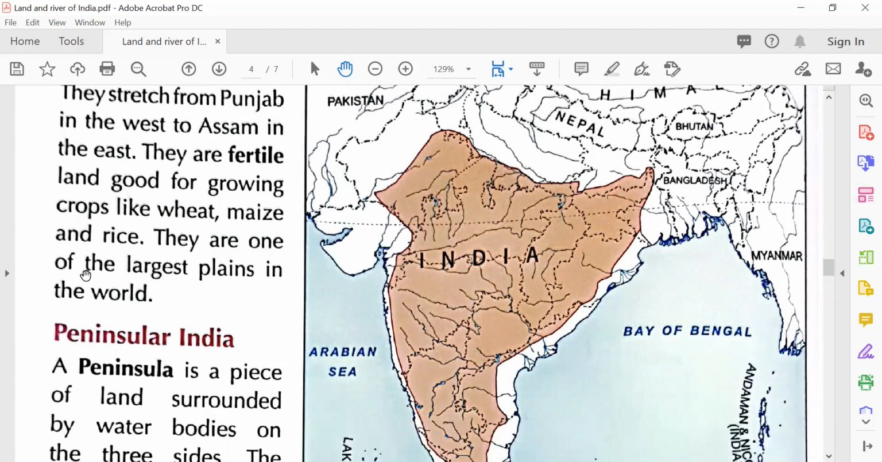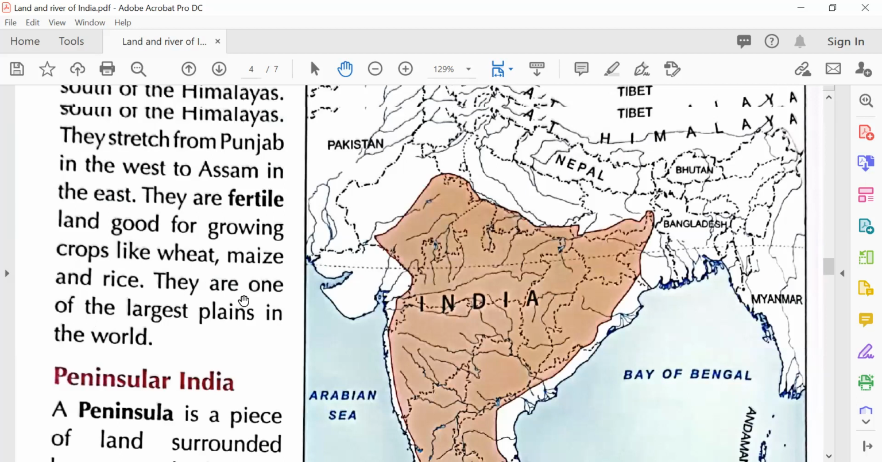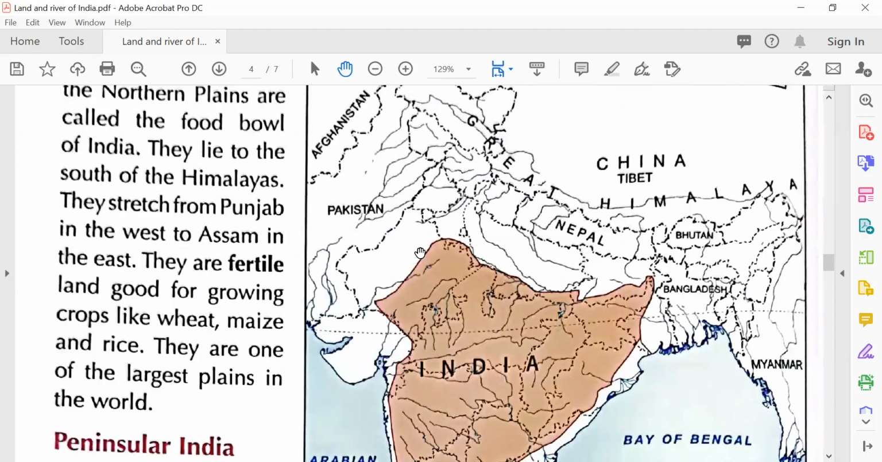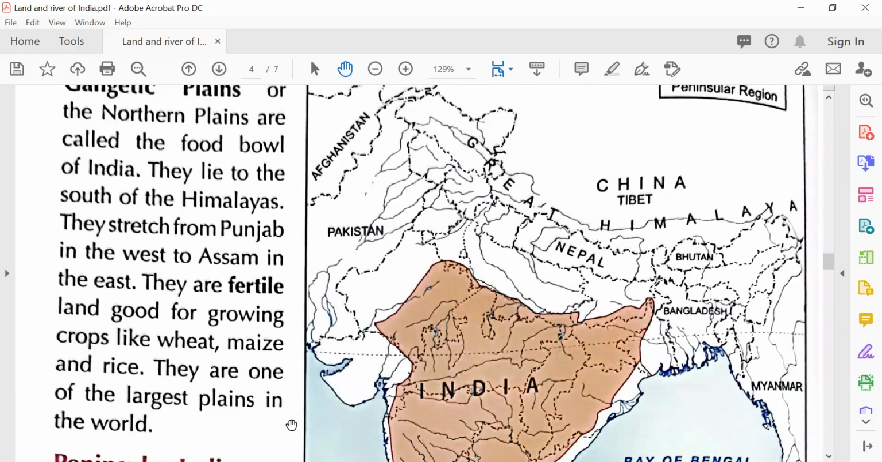They are one of the largest plains of the world. There are so many rivers here, flowing from west to east. I said they are one of the largest, so there are other large plains also.